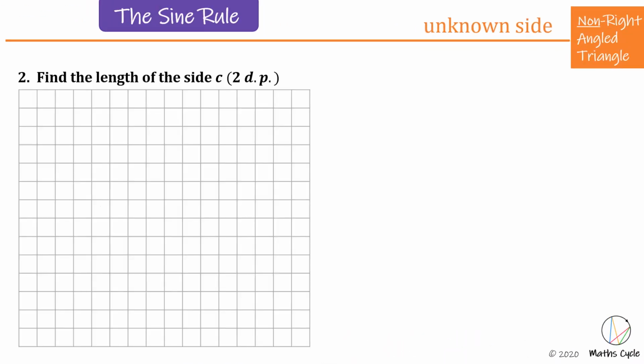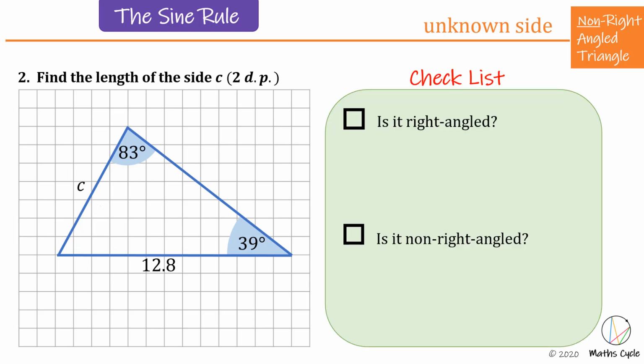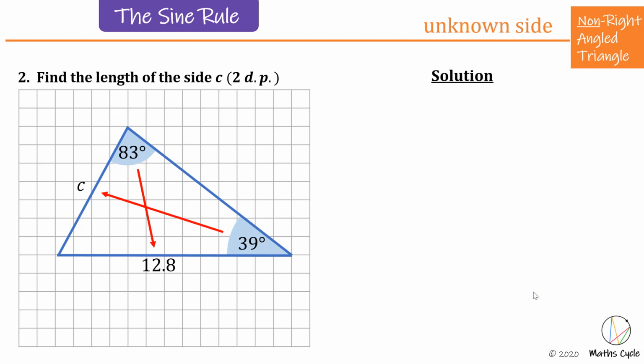Now, example number 2. Find the length of the side C correct to 2 decimal places. So first of all, let's look at our checklist. Is it a right-angled triangle? No, it's not. So is it a non-right angled triangle? Yes, it is. So the first thing I look for are two pairs of opposites to see if I can use the sine rule. So I see here that 12.8 is opposite 83 degrees and C is opposite 39 degrees. So I can use the sine rule now to build my solution.